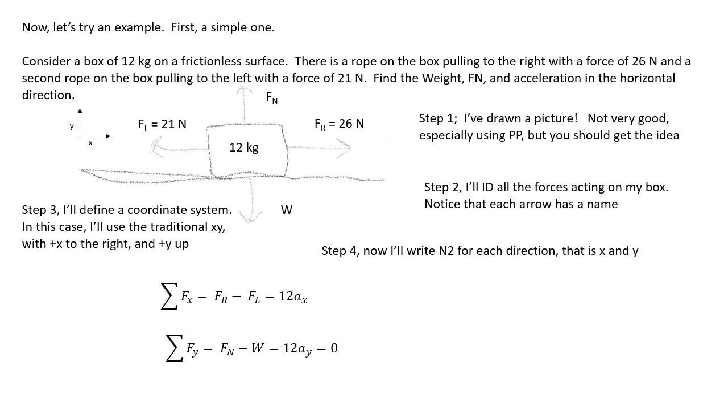Here's my equation for the Y direction now. I have FN minus W equals 12a sub Y, but that equals 0.